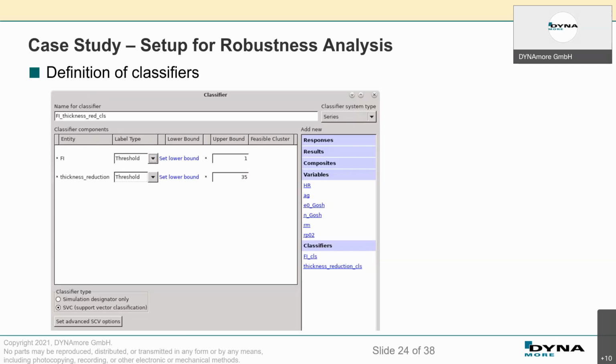So you just select from the list on the right, which contains all the scalar values you defined before in your robustness analysis. And then you can specify upper bounds, lower bounds, whatever you need to specify your classifier. And that's what you see here in the screenshot of the graphical user interface of LS-Opt. So we use both the formability index and the thickness reduction to define the classifier we want to use for the adaptive sampling later on.